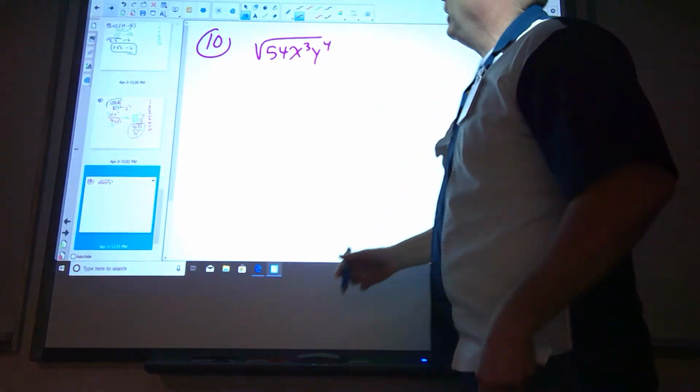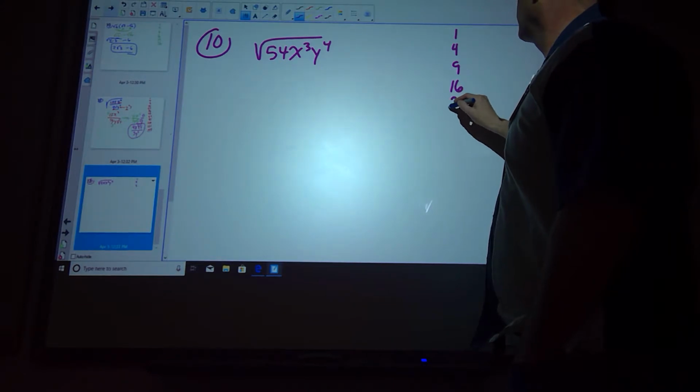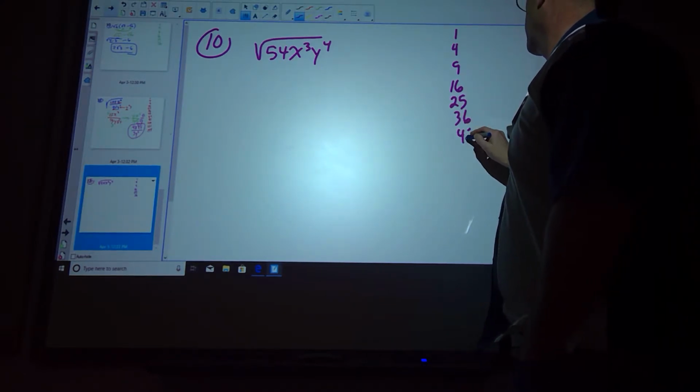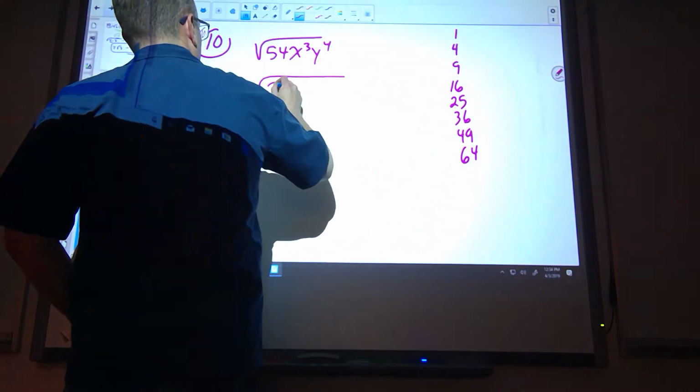Okay. All right. Put my perfect squares up here. That's about as far as I'd have to go. What times what would give me 54? What's the biggest perfect square? 16? Let's see. 16 times 3 is 48. 16 times 4 is too big. What else? 25 won't work. 9 times 6. Yeah, 9 times 6. Okay, so I got 9 times 6.